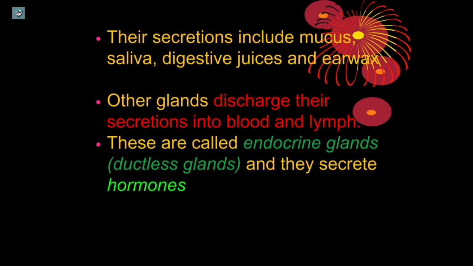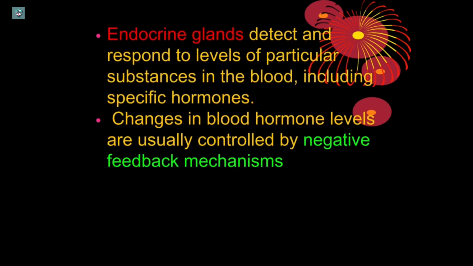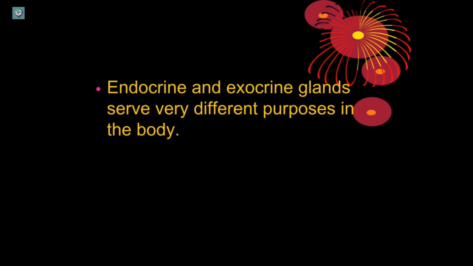Other glands discharge their secretions into blood and lymph. These are called endocrine glands, ductless glands, and they secrete hormones. Endocrine glands detect and respond to levels of particular substances in the blood, including specific hormones. Changes in blood hormone levels are usually controlled by negative feedback mechanisms. Endocrine and exocrine glands serve very different purposes in the body.